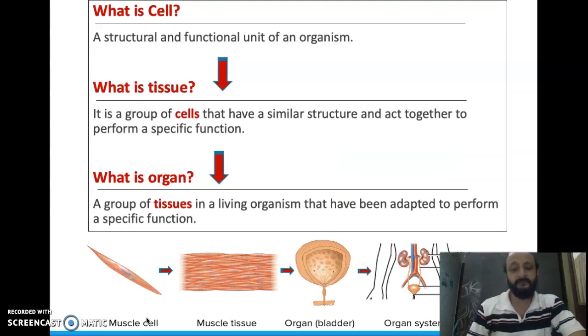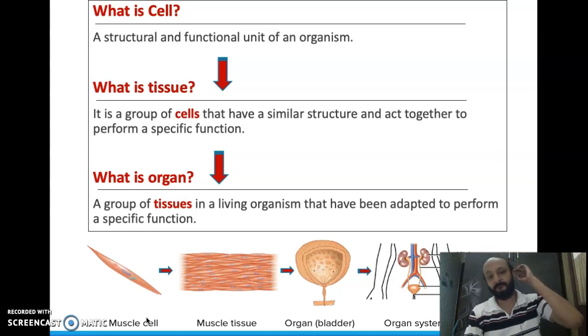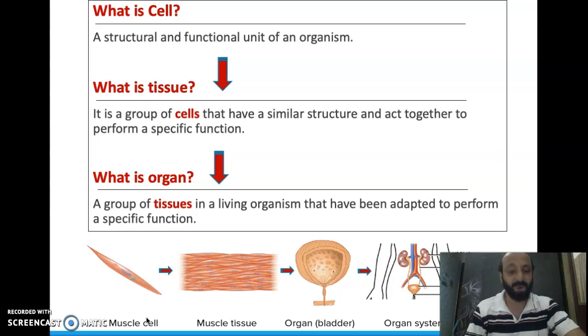If you look at the structure of an organ, you will find that cells make the tissue, tissue makes the organ, and organ systems are the whole process inside our body. A very good example is that muscle cells form the muscle tissue. Muscle tissue forms an organ, for example the bladder, and the bladder along with the kidney and urethra becomes the excretory system.